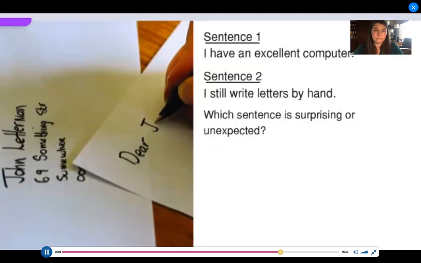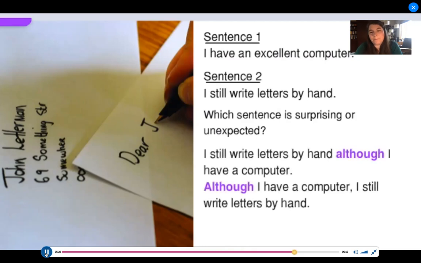Look at the two sentences. Which one is surprising or unexpected? This one? Now use although to combine the two sentences. That's wrong. There's a mistake in this video, okay? This is the surprising sentence. This is not surprising. So we're going to say, although I have an excellent computer, I still write letters by hand. I still write letters by hand, although I have a computer. Or, Although I have a computer, I still write letters by hand.